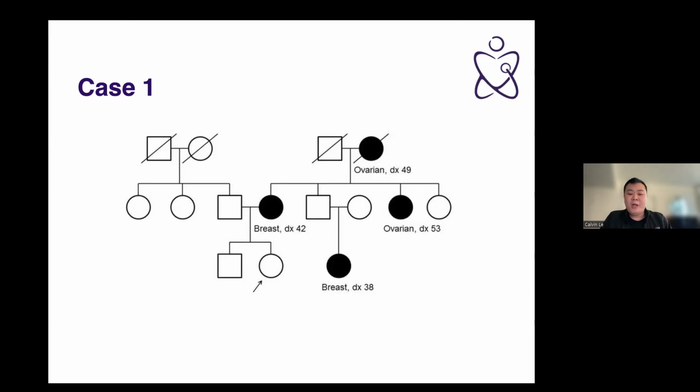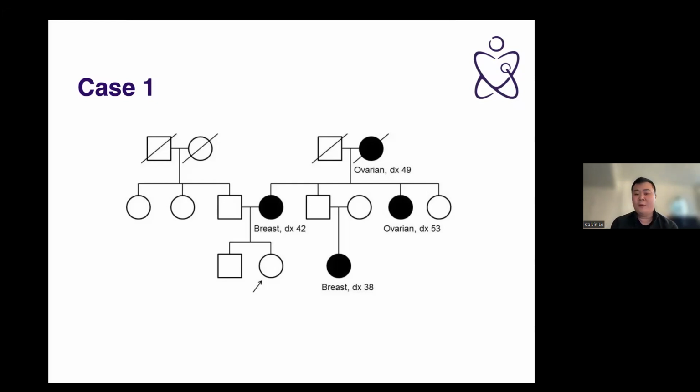So for our patient, we see that she has a healthy brother. On the paternal side, there's no known cancer history at this point. But on the maternal side, you see that her mom was diagnosed with breast cancer at age 42. Similarly, she has a maternal grandmother that was diagnosed with ovarian cancer at 49, and some maternal aunts and cousins that also have ovarian and breast cancer diagnoses.